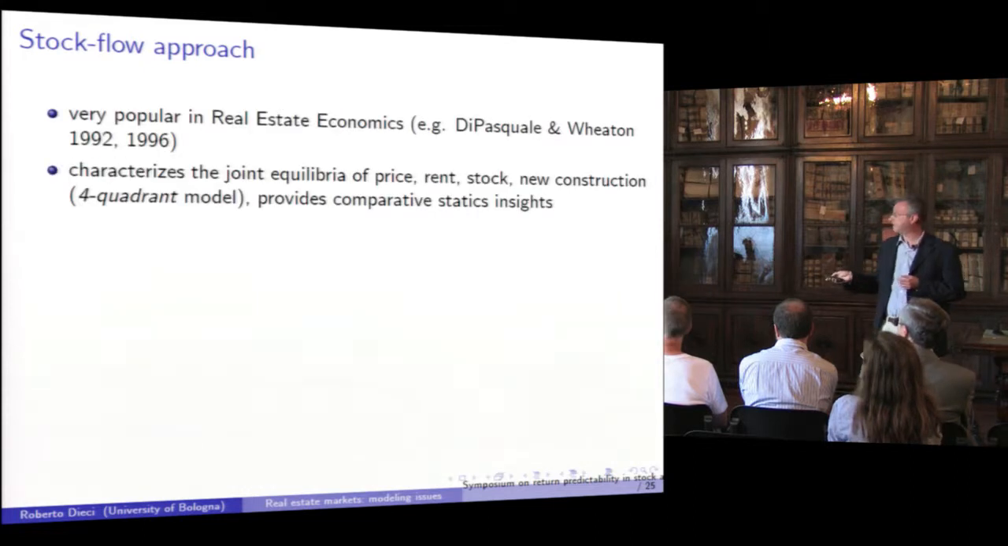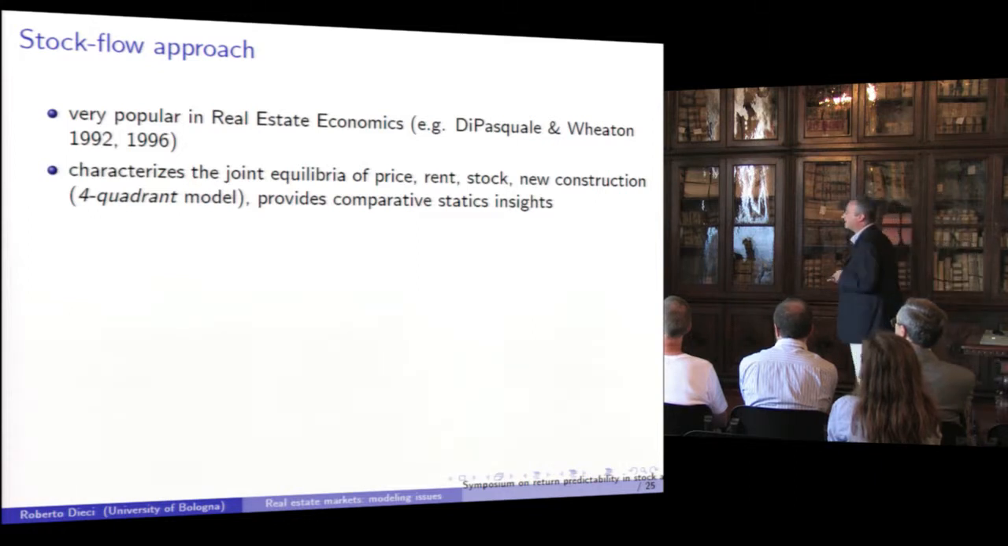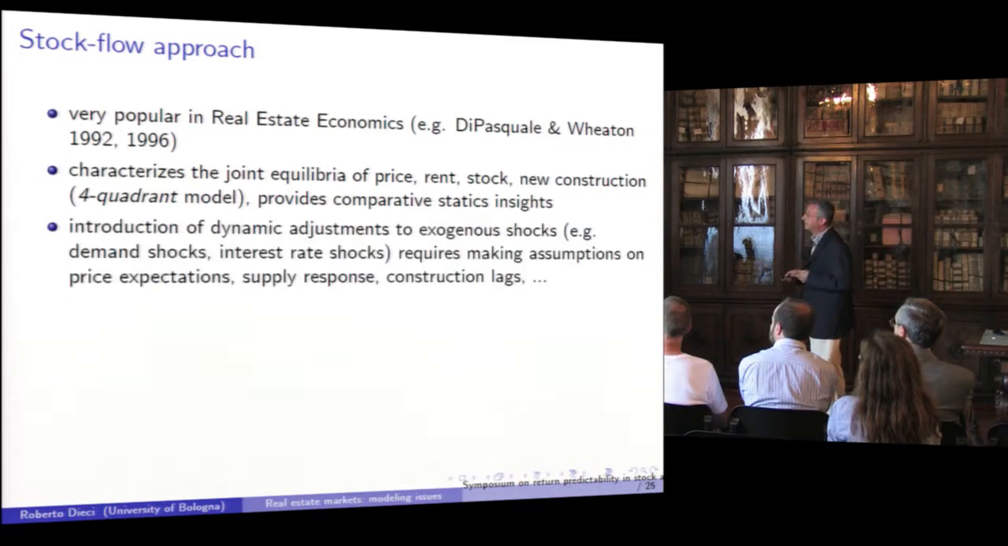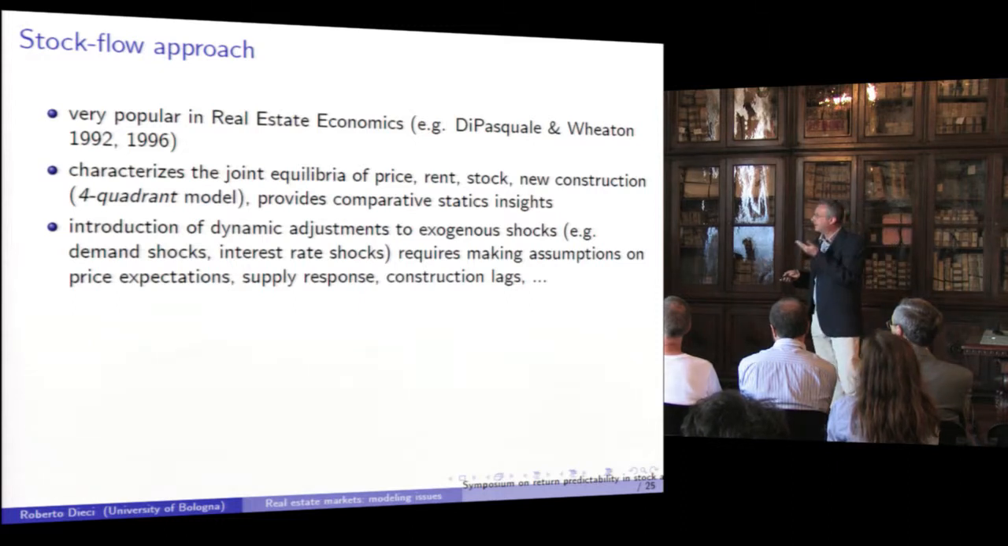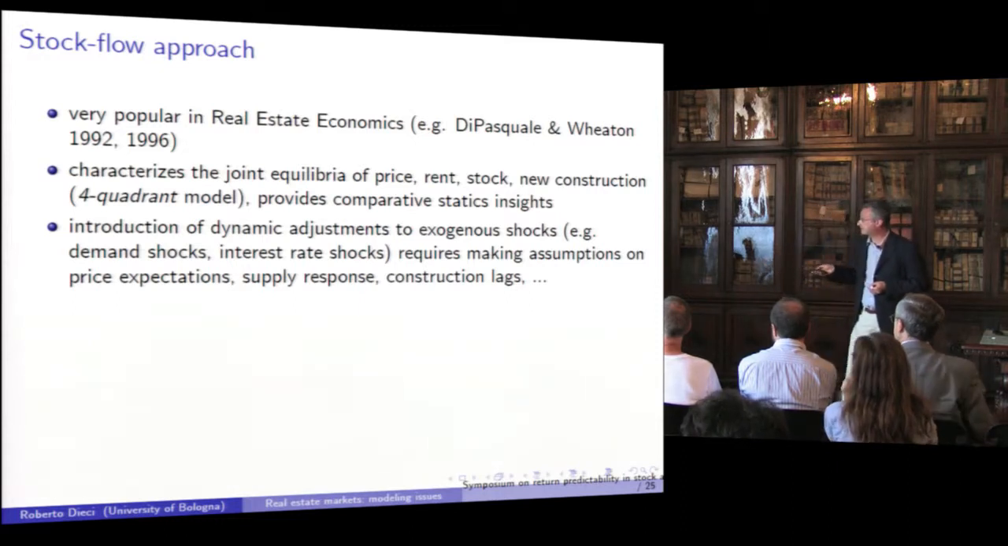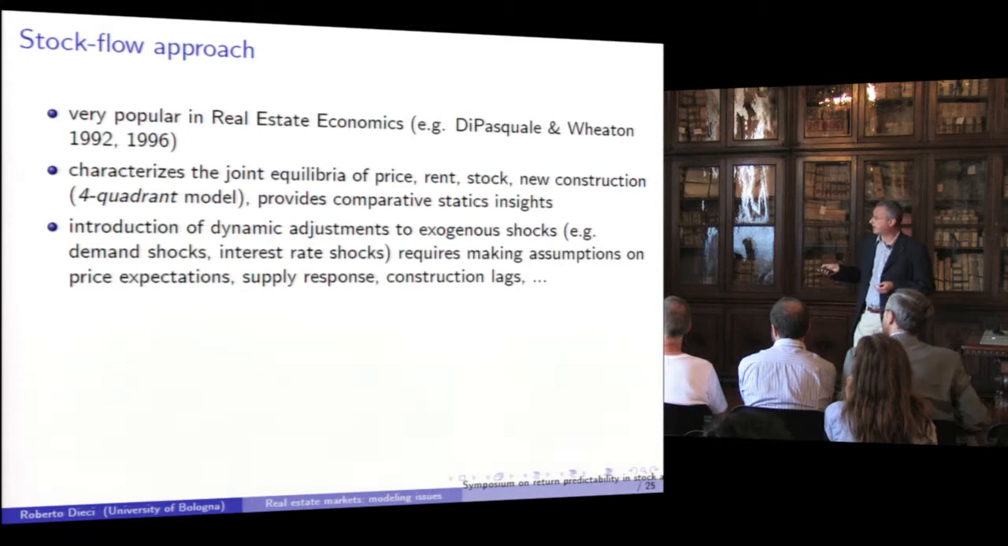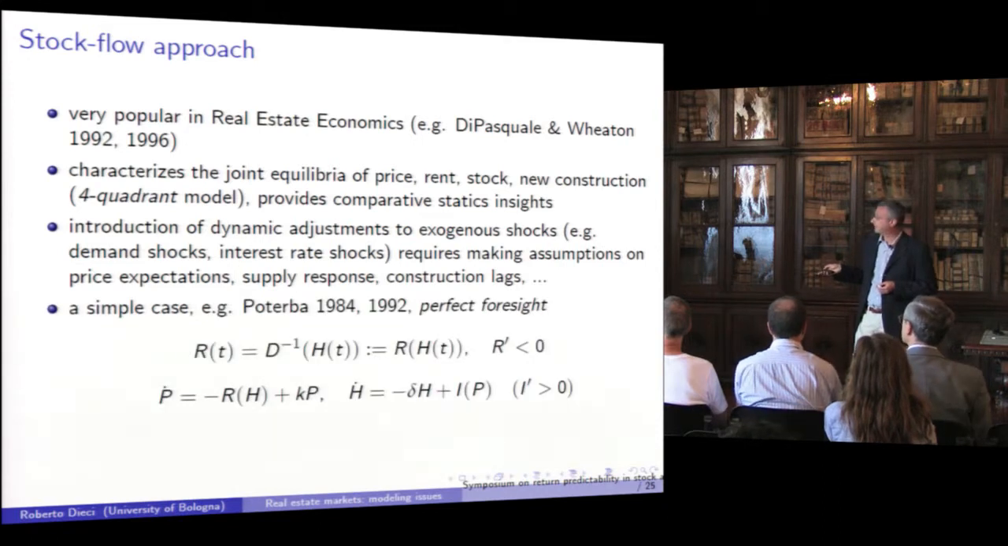So the stock flow approach is very popular in real estate economics. It characterizes the joint equilibrium of price, rent, stock, and new construction. But the introduction of dynamic adjustments to exogenous shocks, for instance, interest rate shocks, very typical, or demand shocks, requires making assumptions on price expectations, supply response, construction lags, and so on.